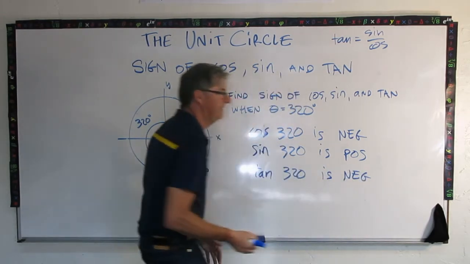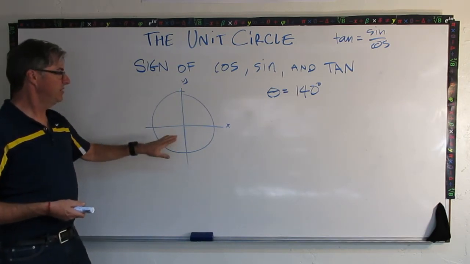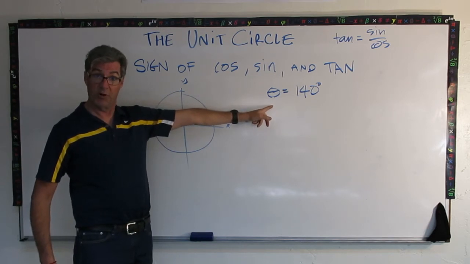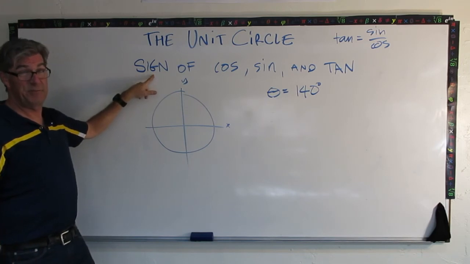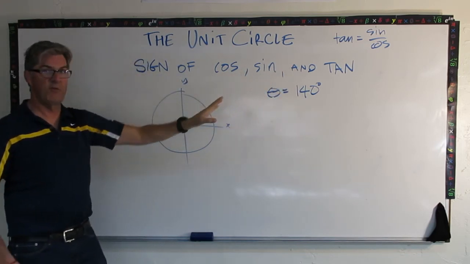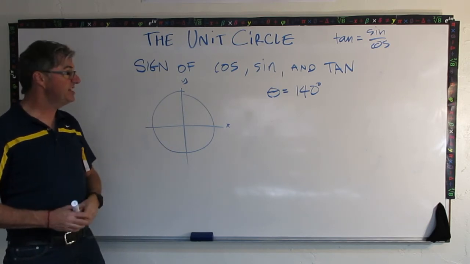Okay, let's have you try one of these. Here's your unit circle. Here's your theta. This time we're doing 140 degrees. And what you want to do is find the sign, positive or minus, of cosine, sine, and tangent for 140. So go ahead and pause the video and give that a shot. Okay, let's see how you did.